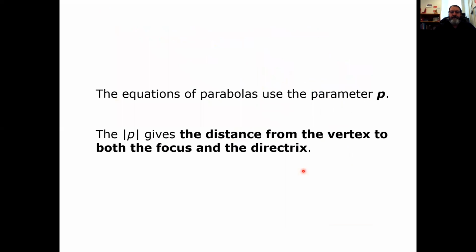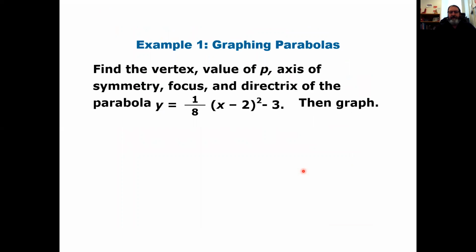All right, so we've talked about p. Let's look at one example. Find the vertex, the value of p, the axis of symmetry, the focus, and the directrix for this equation. As I look at this equation, it's a y equals, not an x equals, and I see the x is squared. So I know this is a parabola that we're used to seeing that opens up or down. I know it's going to open up because I have a positive value for a, and I know that my h is 2, and my k is negative 3. So I know the vertex is at 2, negative 3.